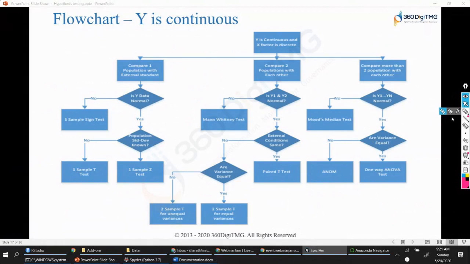Then we come to the variance test, and we verified that all the variances are equal. Hence, we are going with the ANOVA test. We'll also see the ANOM test after this, and I'll explain ANOM as well. So here we concluded that the ANOVA test should be performed.